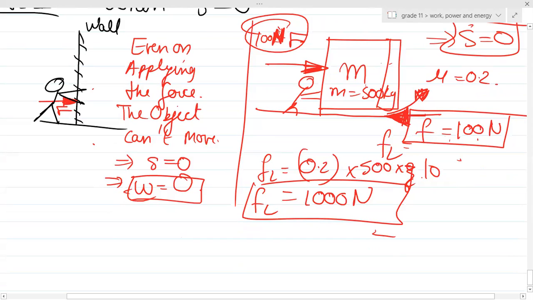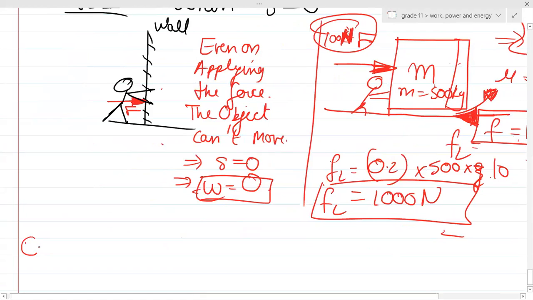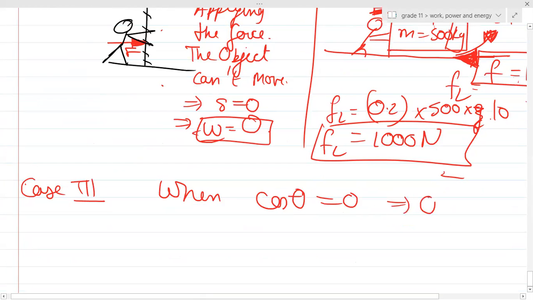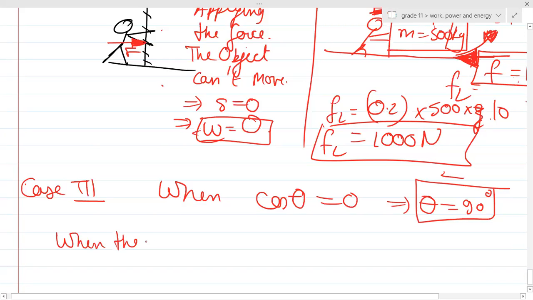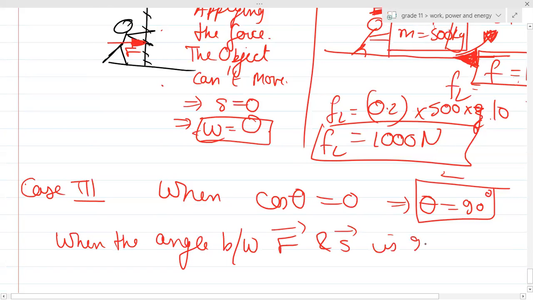Now the third, guys, case three. What is the last case? When cos theta is zero, and when cos theta will be zero, then theta will be 90. So always remember, when the angle between the force vector and the displacement vector is 90 degree, then the work done by the force is zero.